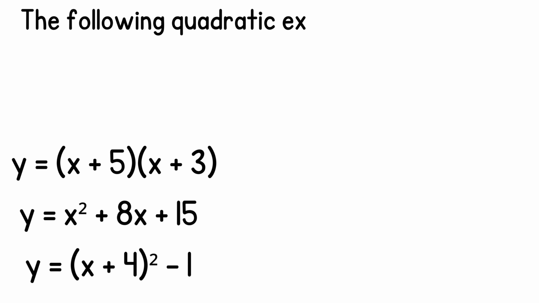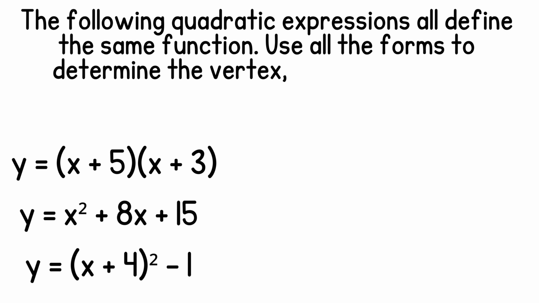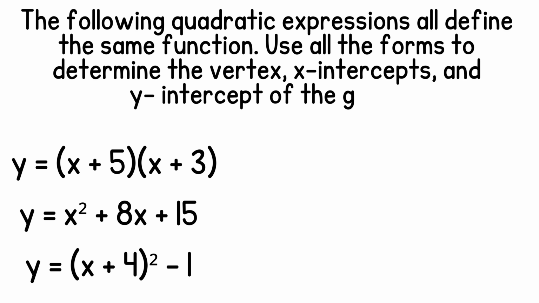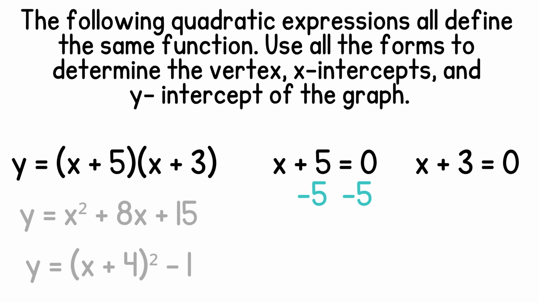In this example, we have 3 quadratic expressions that all define the same function. We're going to use the forms to determine the vertex, the x-intercepts, and the y-intercept of the graph. Let's start with our first equation, which is in factored form. So we can use this to find the x-intercepts by setting each parenthesis equal to 0. We'll solve by subtracting 5 from both sides. So this gives us x equals negative 5. Now we'll subtract 3 on the other equation, and this gives us x equals negative 3. So our x-intercepts happen at negative 5 and negative 3.